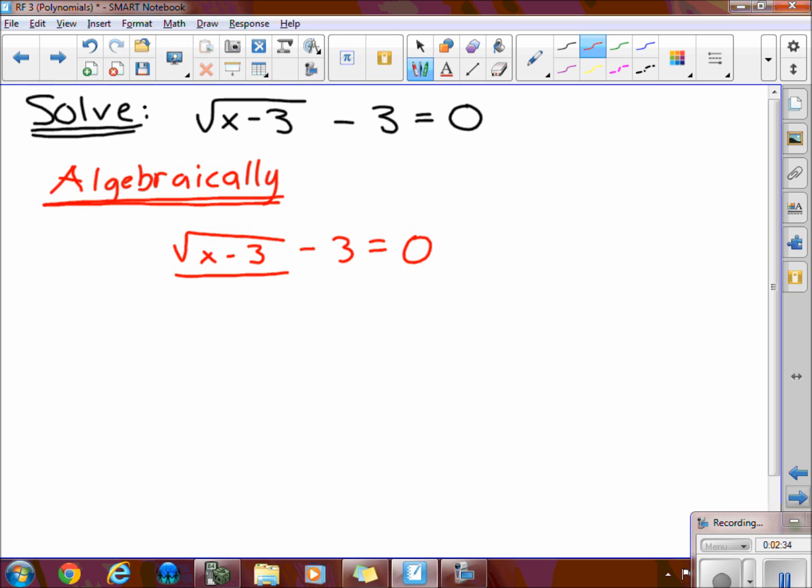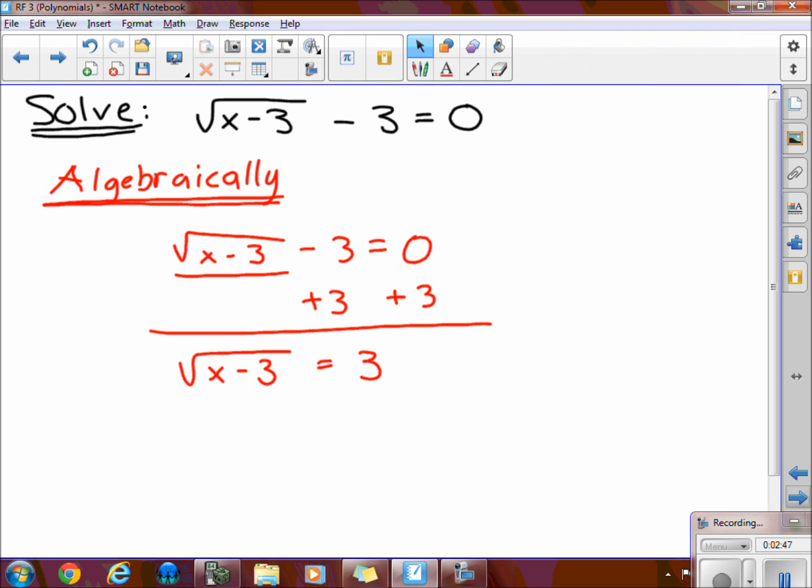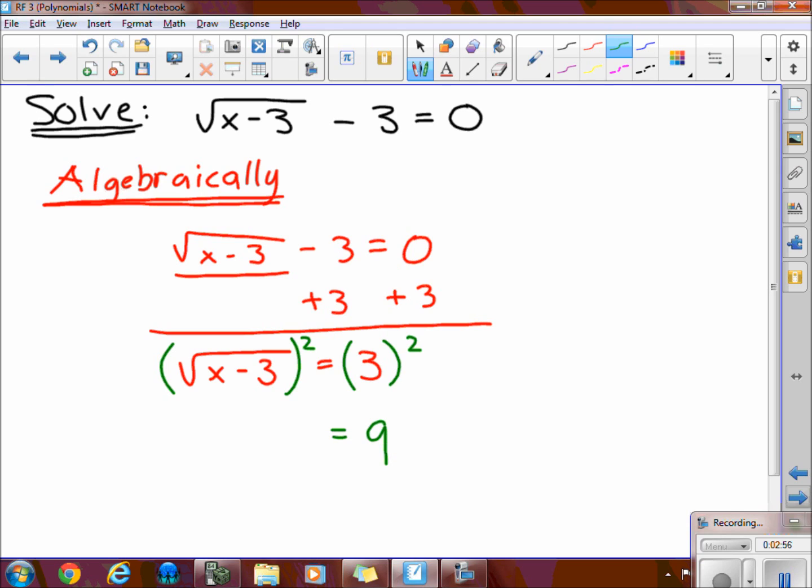We simply add 3 to both sides. Then we're left with the square root of x minus 3 equals 3. To get rid of that radical sign, we simply have to square it. But what we do to one side, we have to also do to the other. So we square 3 as well, which is 9. If we square a radical, we're left with the radicand, so x minus 3. Now this turns into a simple solving question from early junior high. Just add 3 to both sides, and a possible solution is x equals 12.